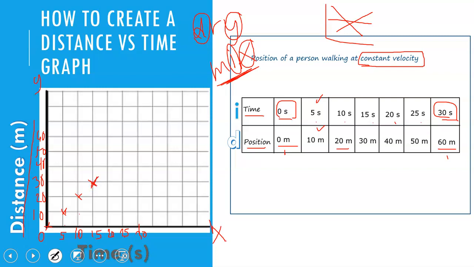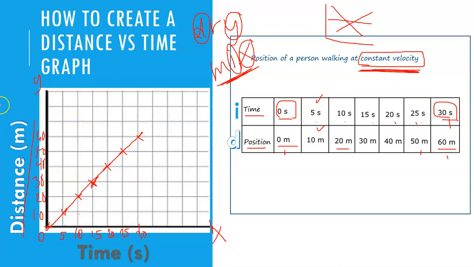At 20 seconds, the person was 40 meters away. At 25 seconds, the person was 50 meters away. And at 30 seconds, the person was 60 meters away. All right, so I did X's so that way you can actually see the points that I'm trying to plot. And it does show a constant velocity with a straight line because as you can see, you have a straight line going through all of these points.